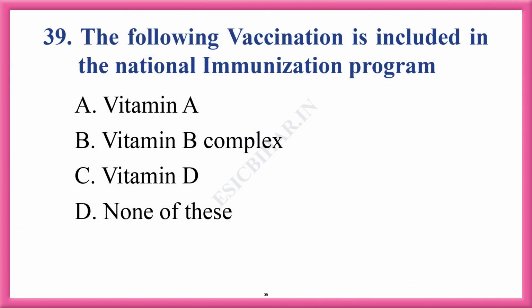Question 39. The following vaccination is included in the National Immunization Program. A. Vitamin A, B. Vitamin B complex, C. Vitamin D, D. None of these. And answer is A. Vitamin A.